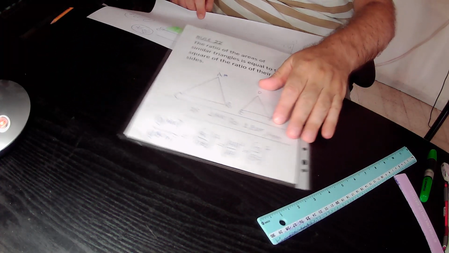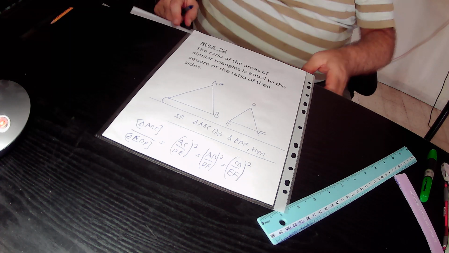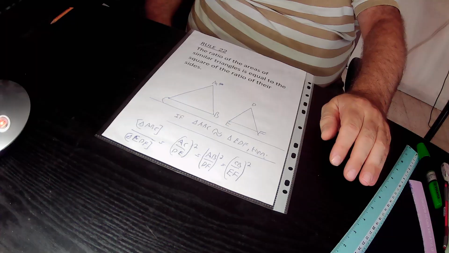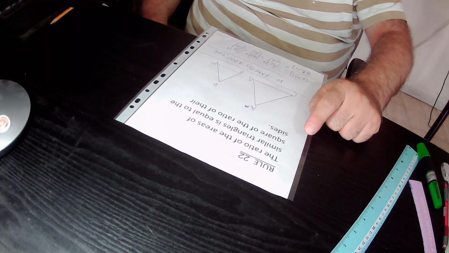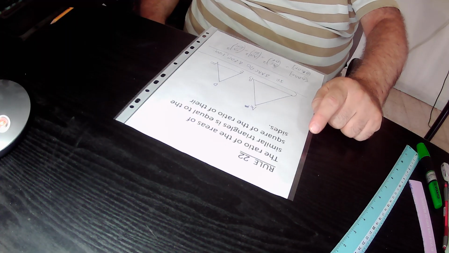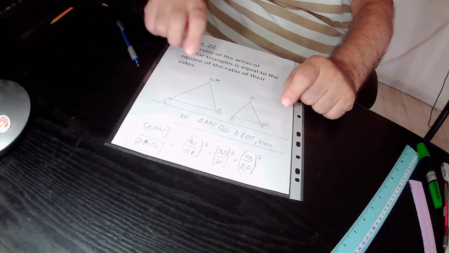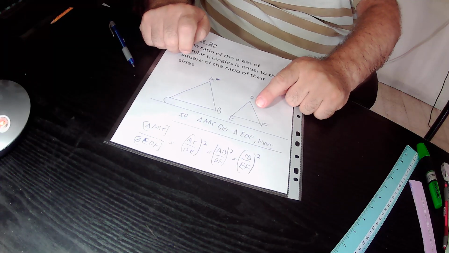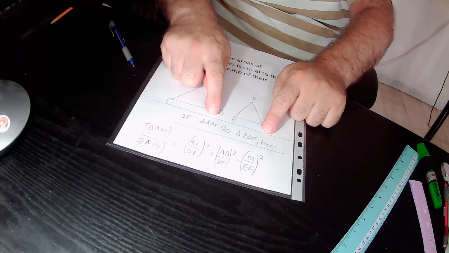According to rule 22, the ratio of the areas of similar triangles is equal to the square of the ratio of their sides. So in the drawing, this is triangle ABC that is similar to this triangle ADE.